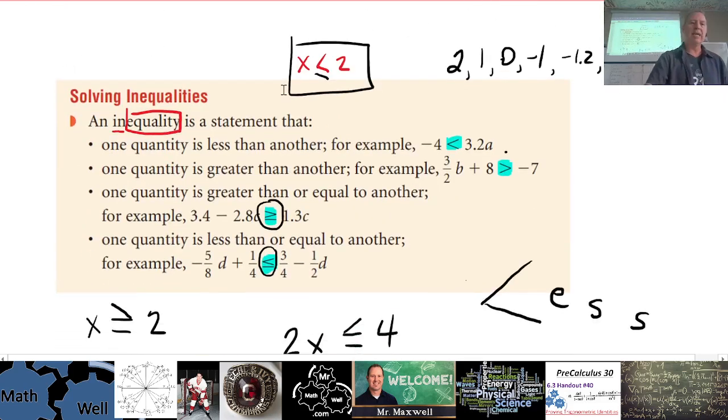Okay, we need to talk about inequalities here as well. You guys are trooping along here. Good job. Inequalities are very much the same as equations, except there's a range of numbers that would be the solution to an inequality.